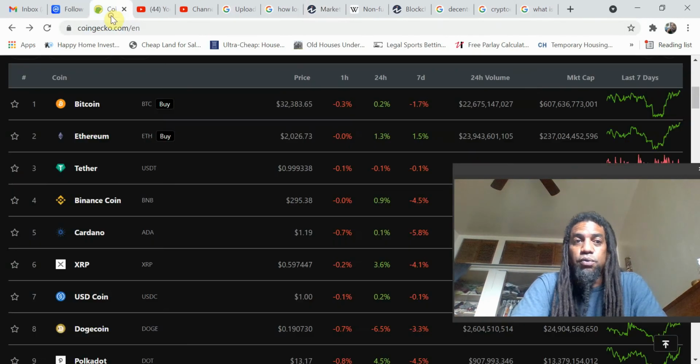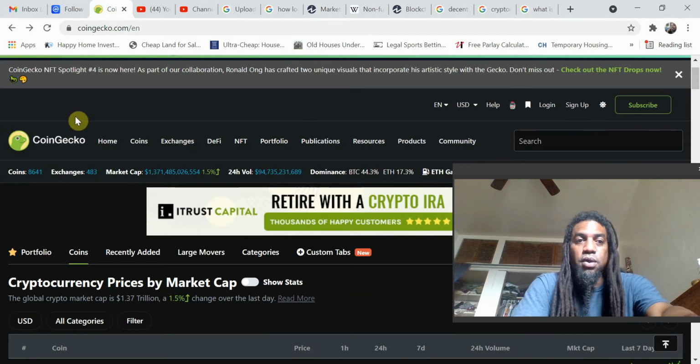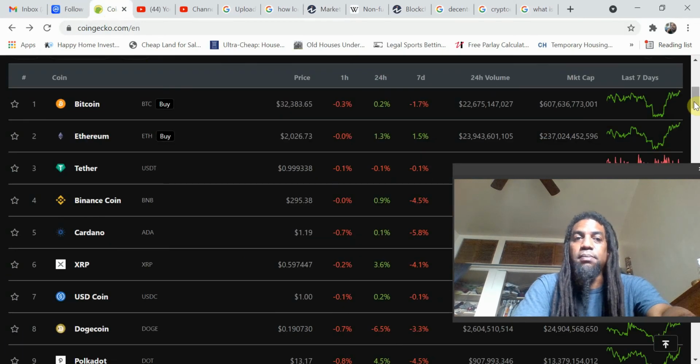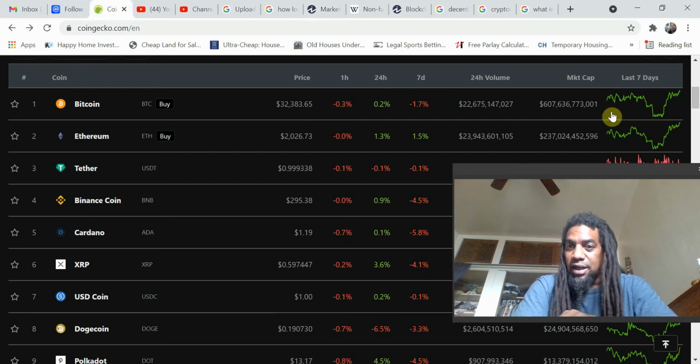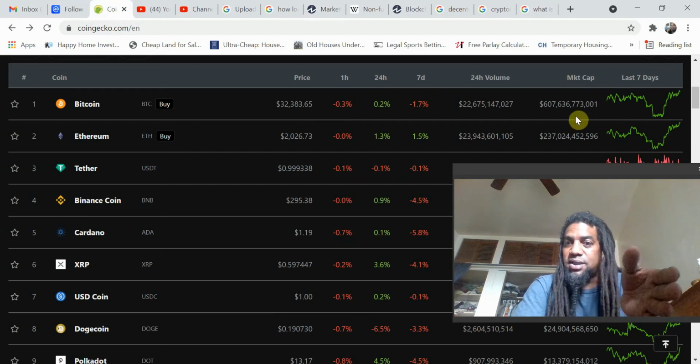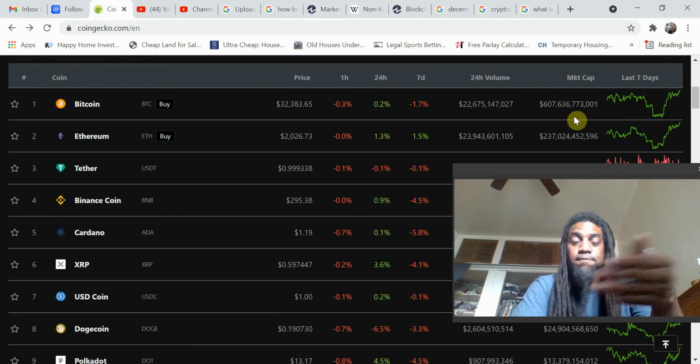I can show you very quickly. I go to CoinGecko.com. This is the place that I start every search to see what prices are up. Are they down? This shows you how much they went up and down in an hour, 24 hours, 7 days. But what we're talking about is market cap right over here. In this one, Bitcoin is worth 607 billion, 636 million, and some other change.